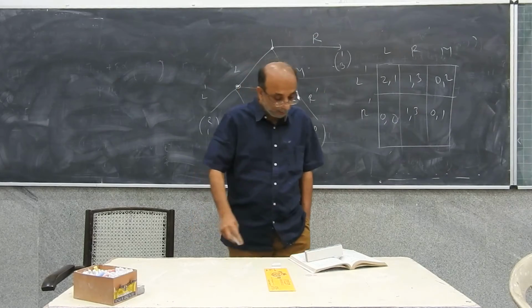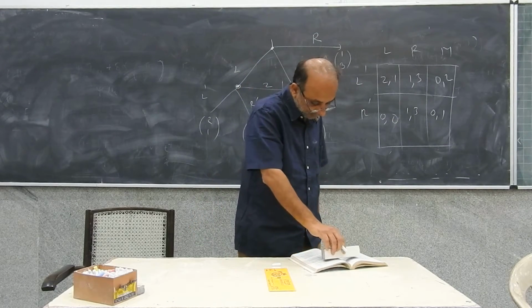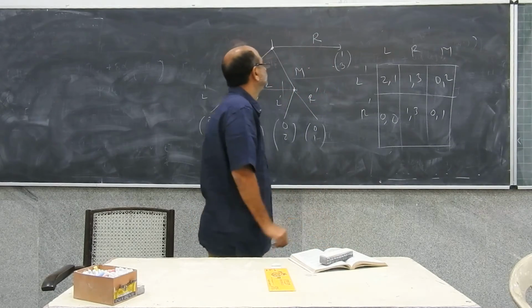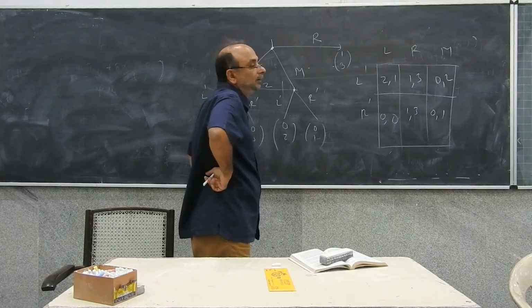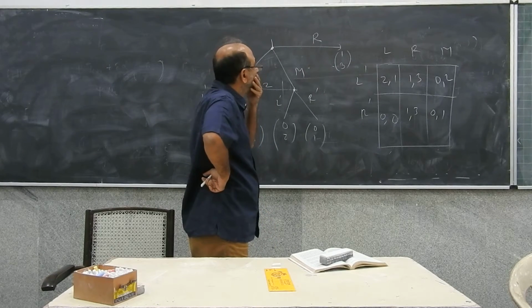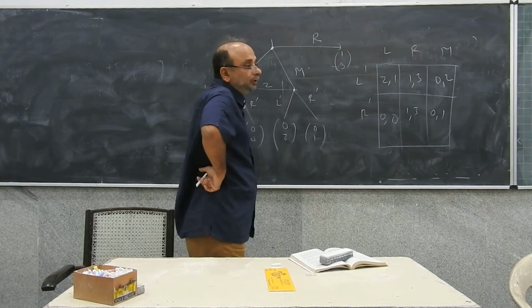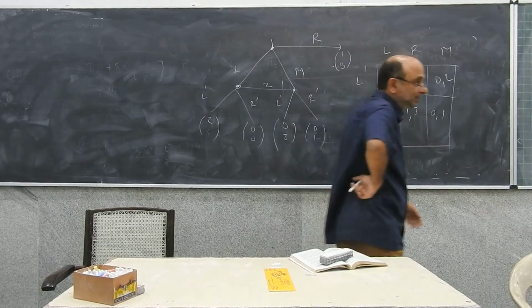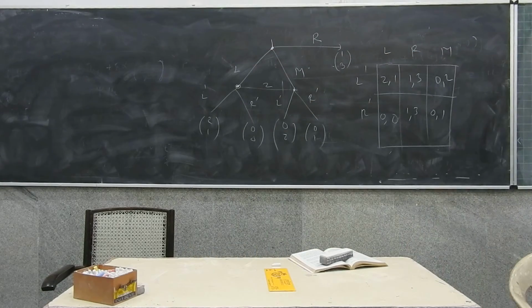If player 1 plays M and player 2 plays R dash, the payoffs are 0, 1. Now, can you identify the Nash equilibria from this? Can you tell me how many Nash equilibria exist here? Can you identify the Nash equilibria in this game?